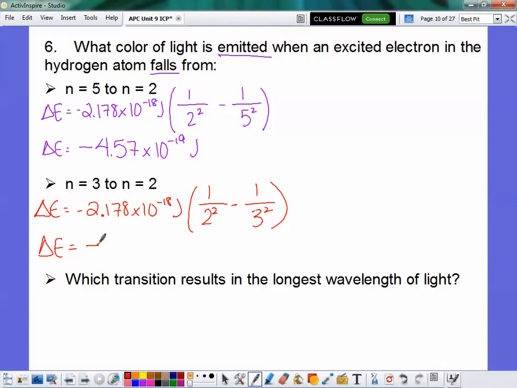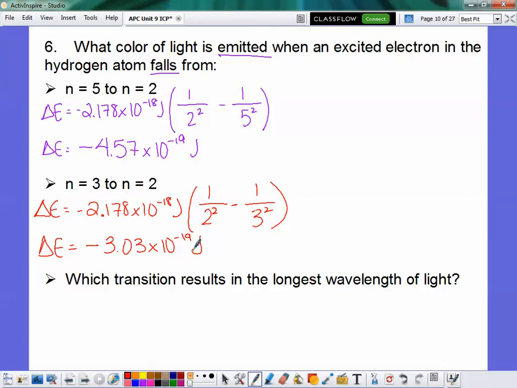Exactly. Where it's falling a shorter distance, so the amount of energy it gets out should be less. Okay, and what is it? I just rounded to 3 sig figs. Negative 3.03 times 10 to the negative 19. Remember, what does the negative sign tell us? Emission, that the electron is falling energy levels. So we really just need to compare the absolute values of these numbers. Oh, yep, look, the electron for that second transition is emitting less energy.